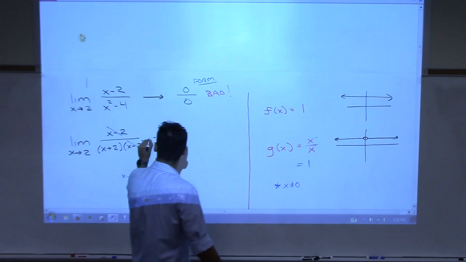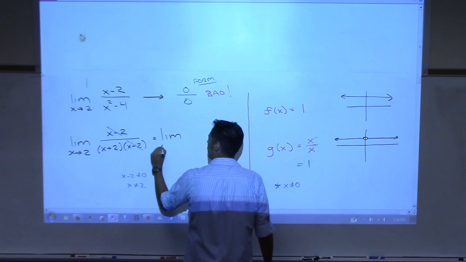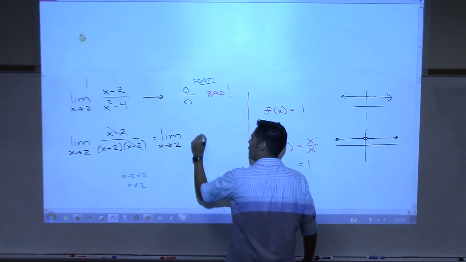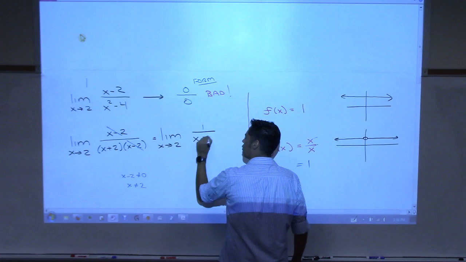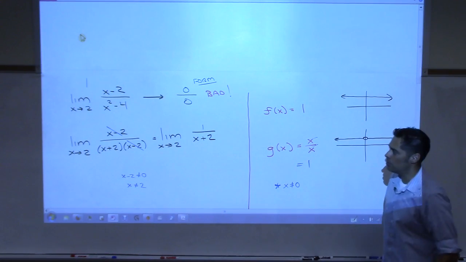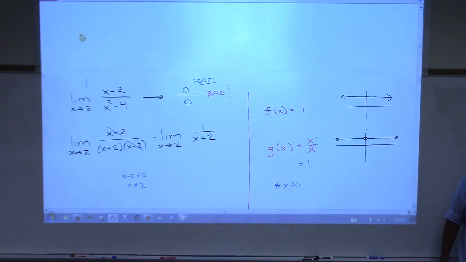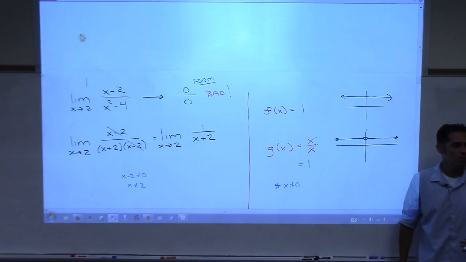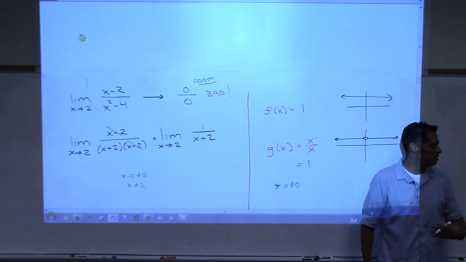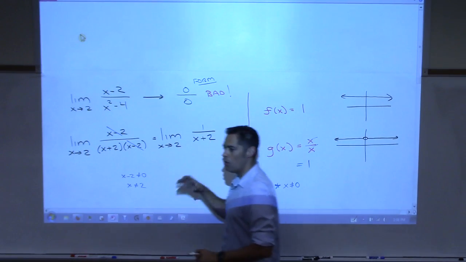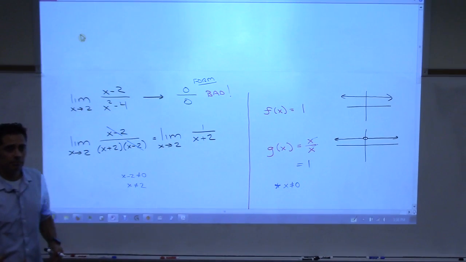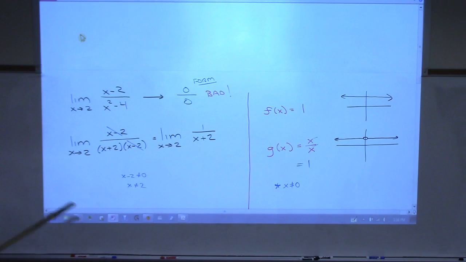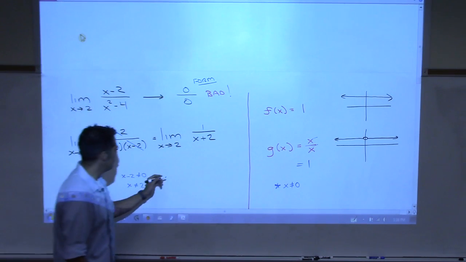This is equal to the limit as x approaches 2 of 1 over x plus 2. After you cancel the factors, you can do that. Now at this point, we can do direct substitution, because what we're looking at no longer has a domain issue, right? Just direct substitution into this. Let x go to 2, and what do you get? 1/4.